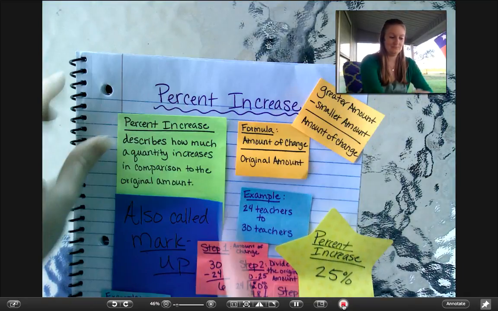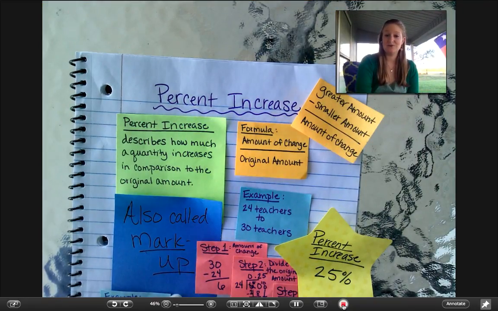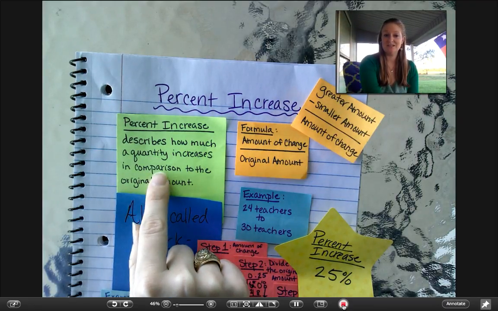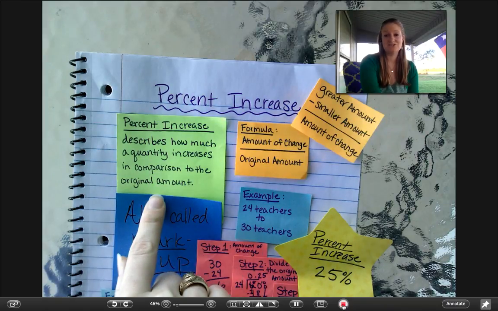So don't forget, percent increase is also called markup, and it describes how much a quantity increases in comparison to the original amount.